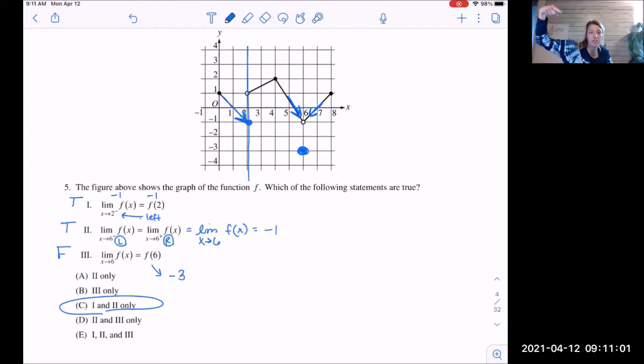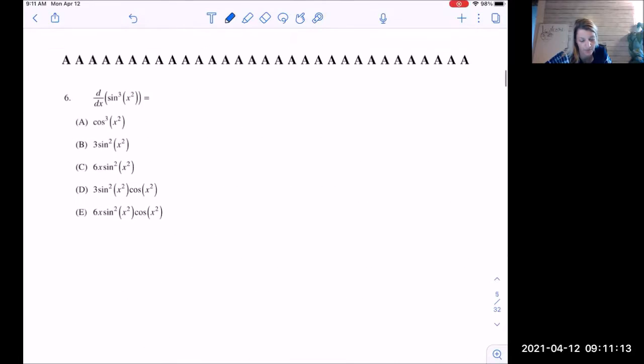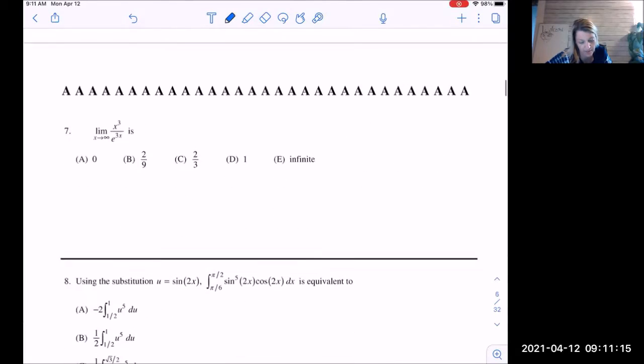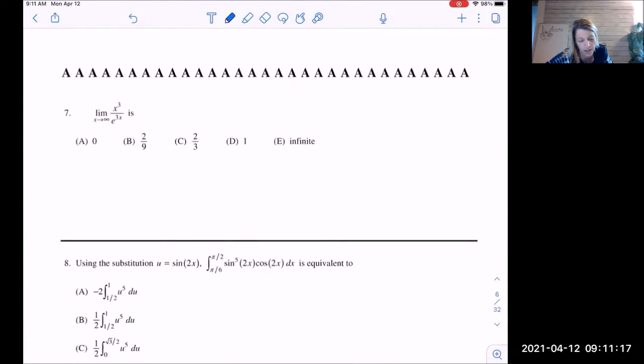Okay, so remember, a limit is just if you follow the path and you're pointing, that's the limit. What are we going to? It's the y value that we're heading towards as we approach that x value. 7. Oh yeah, we're not very good at these.